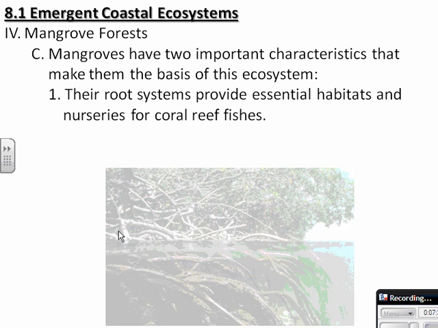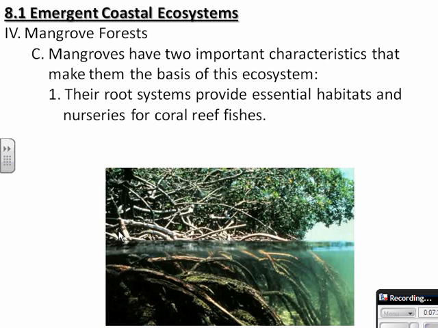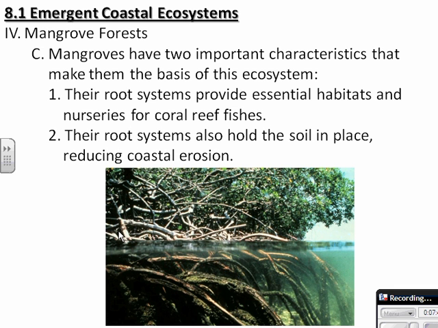So mangroves, because they have these roots, these prop roots, make a nice network of habitats for juvenile fish to grow up. So they act as important nurseries for coral reefs. And the root systems also hold soil into place, which helps to reduce coastal erosion. So this is why it's illegal to rip out or tear down or cut down mangroves in counties in Florida, because they are essentially reducing coastal erosion.